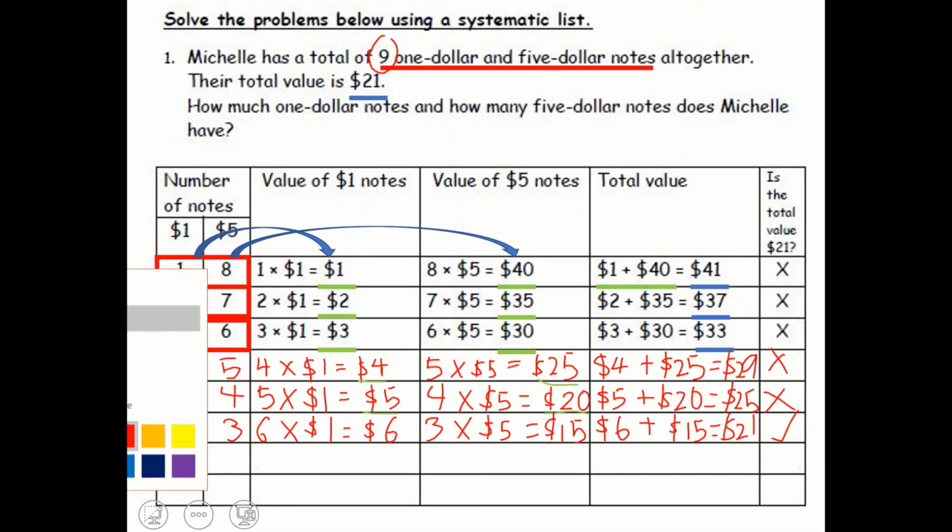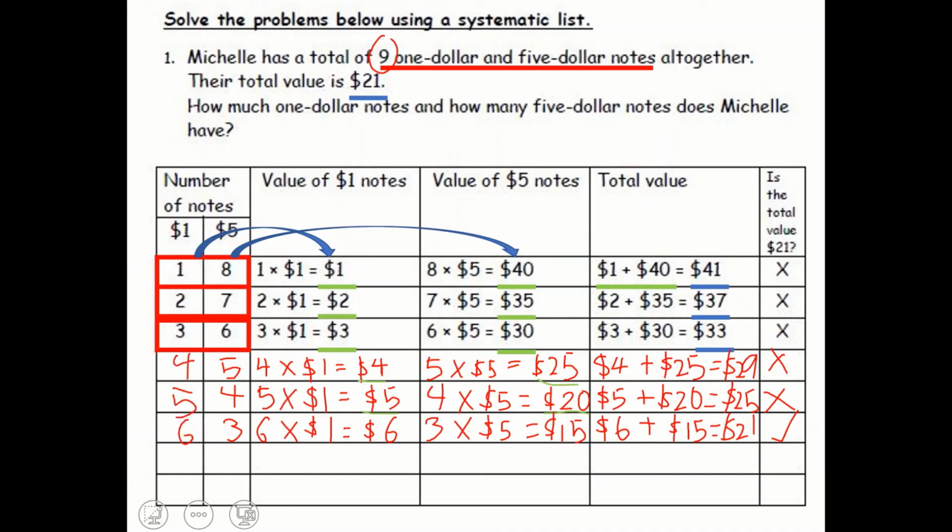But let's answer the question. The question is asking how many $1 and $5 notes does Michelle have? Our answer will be there are 6 $1 notes, and there are 3 $5 notes.